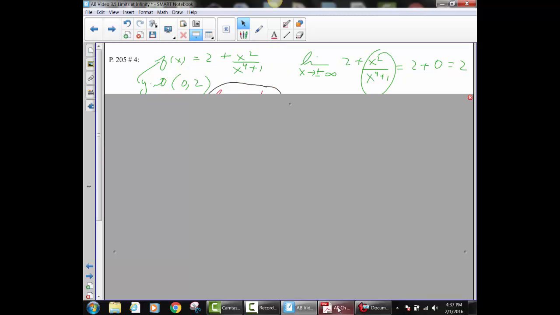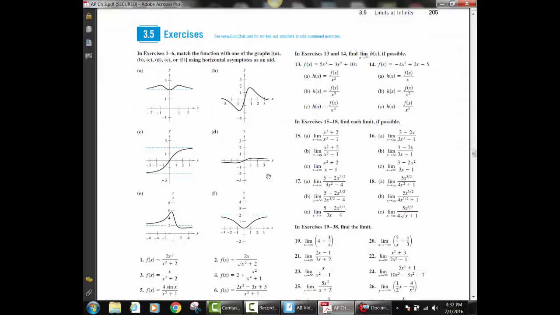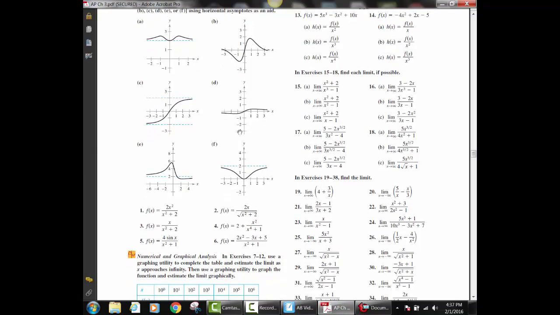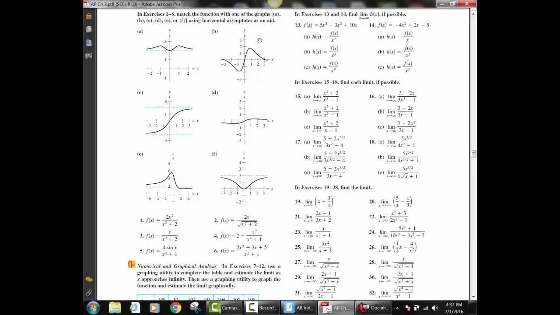If you look at the book at number 4, it's match the function with one of the graphs. So basically, if you look at the horizontal asymptotes, it actually tells you to do that. You'll notice this one has a horizontal asymptote of y equals 2. Looks like this one's y equals 0. It's a little offset here; it should be lowered a little bit. This one at the far right end has a horizontal asymptote of y equals 2. At the far left, y equals negative 2 looks like.